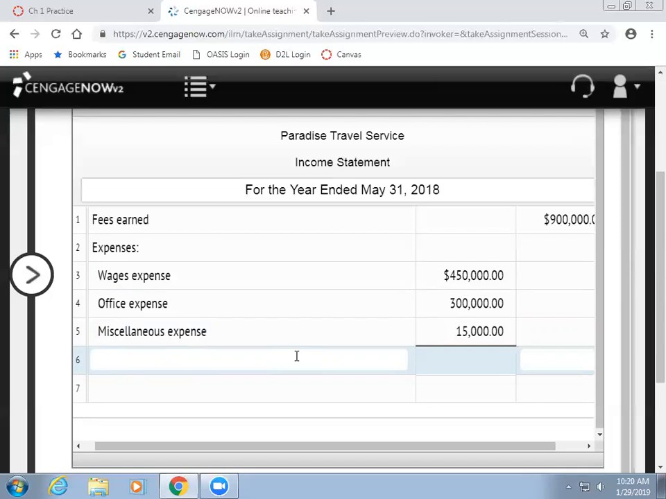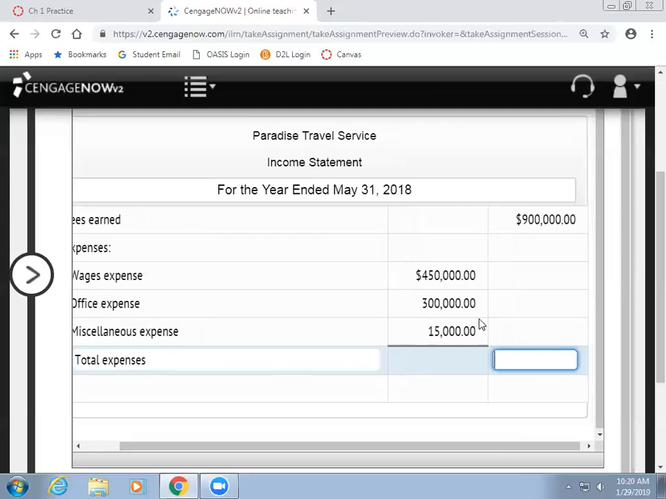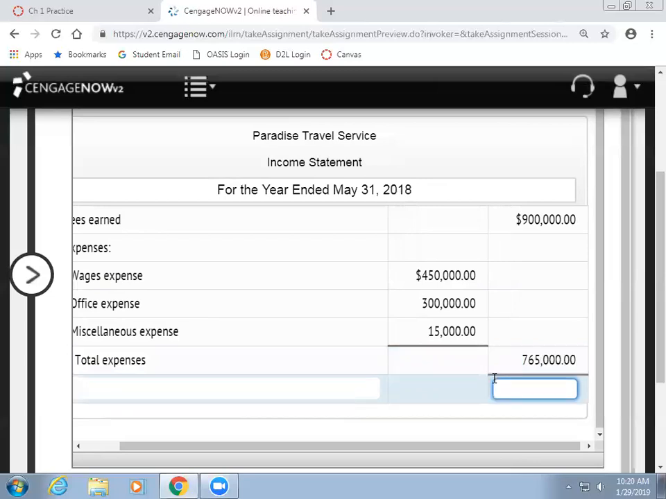Okay, so my total expenses, what I'm going to type on line 6 there is total expenses. And then I'm going to put that total in the rightmost column. So I add them all up, and what's that? 765,000. 765,000. And since that's a total, it goes in the right-hand column.